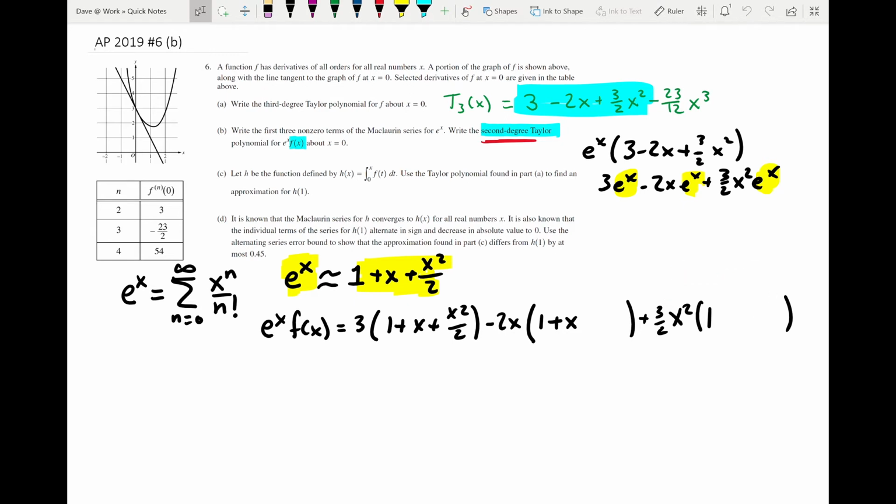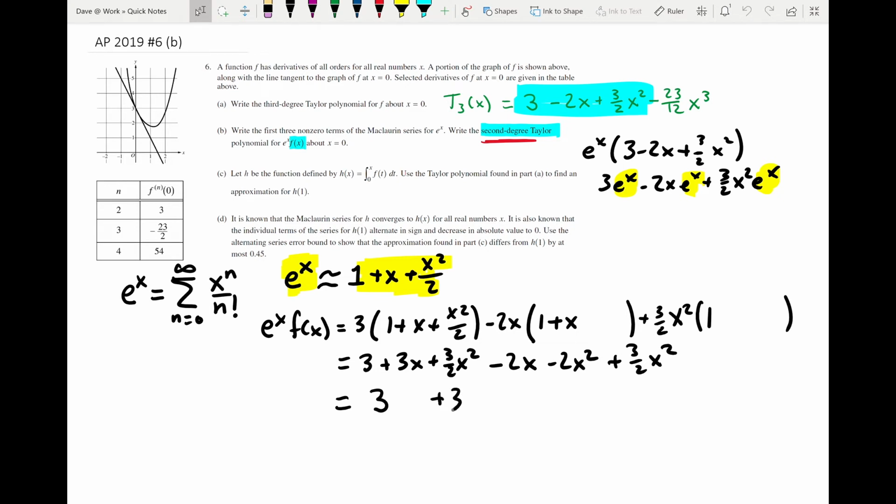So if you want to come up with your formula for e to the x times f of x, you will need to distribute the 3 to the quantity, coming up with 3 plus 3x plus 3 halves x squared. We will need to distribute negative 2x to 1 plus x and have negative 2x minus 2x squared. And then finally we'll have simply plus 3 halves x squared, which is multiplied by 1, which is just the same. And I think the best thing we can do is put our constants together, which really is just 3.